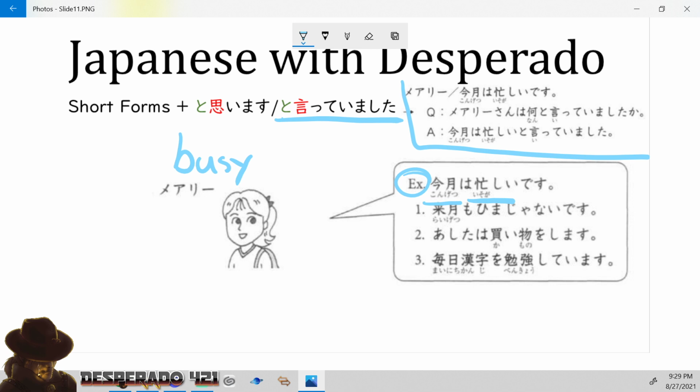So, the question here is Meri-san wa nani to itteimashita ka? Can you guys guess how to say that, or can you read that out? Mary, like in English or Japanese? Japanese. We're doing the first one again? Yep. Yeah, we're doing the first one just as the example.